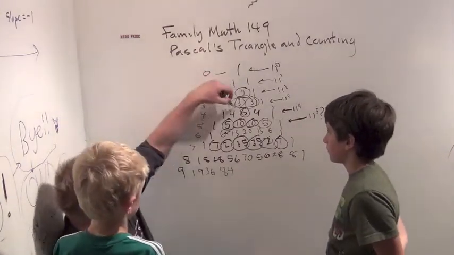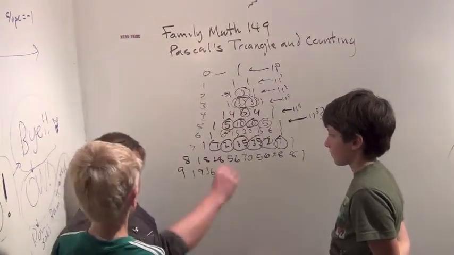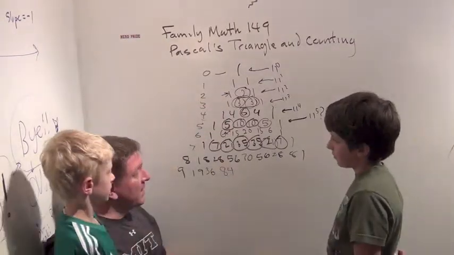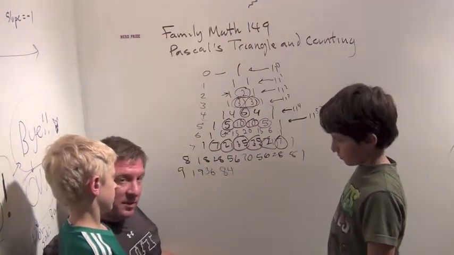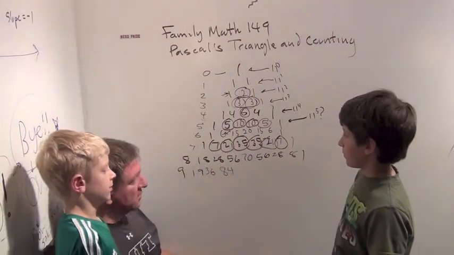2, 3, 5, 7, then 11. Now we won't go down to 11, but that's interesting. I'm going to show you one other interesting pattern, and then we're going to go to the kitchen table.